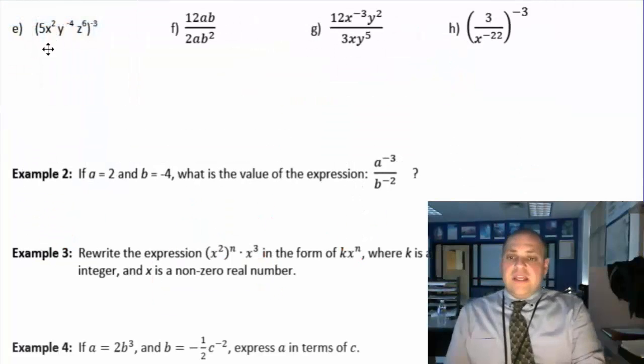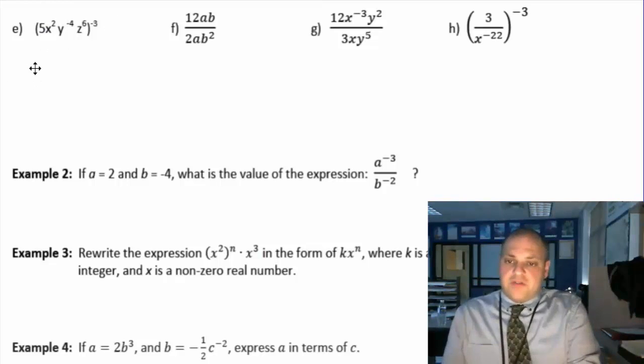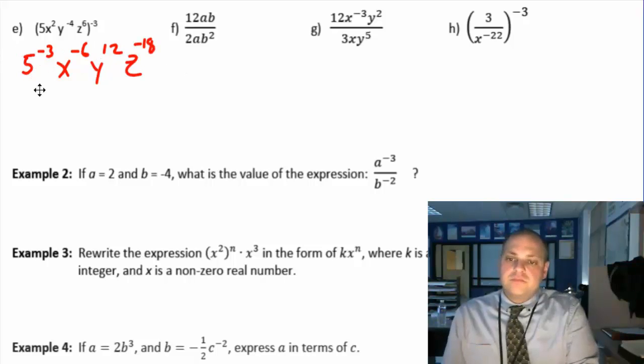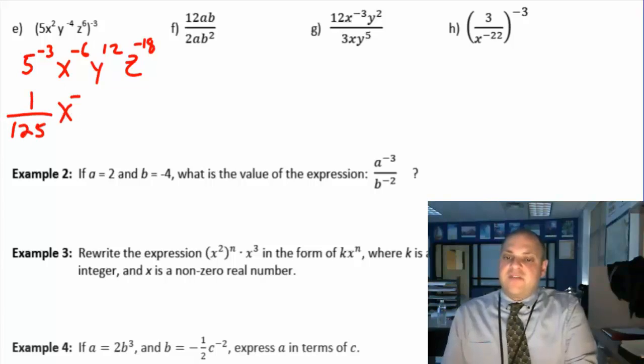All right. Let's see, 5 to the negative 3. So let's do this individually. 5 to the negative 3. And then x to the negative 6. And then y to the 12th. And then z to the negative 18. So there we go. And then 5 to the negative 3 is 1 over 125. So we're going to write it as 1 over 125 times all this. X to the negative 6th, y to the 12th, z to the negative 18. That's going to be our final answer.